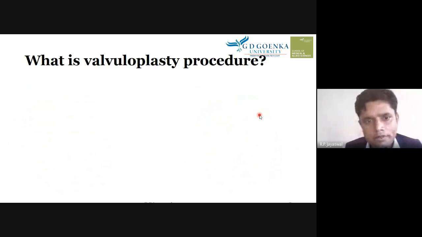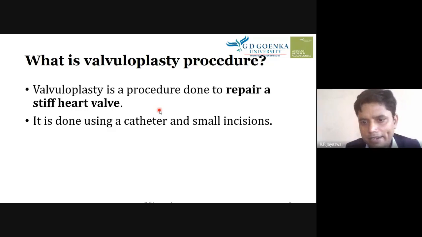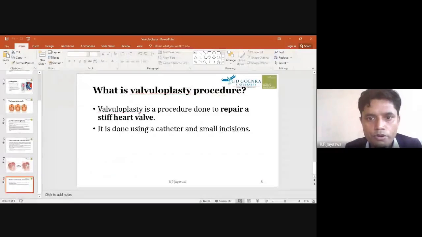What is the valvuloplasty procedure? Valvuloplasty is done to repair the stiff heart valve. It is done using a catheter and a small incision. So two things are required. One is a small incision, and through that small incision we insert a catheter, and this catheter contains a balloon which is inflated at the area of the heart valve, and finally the defective valve can be corrected. So we have completed the valvuloplasty.